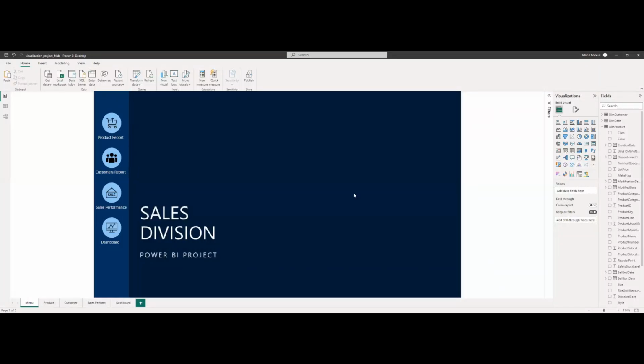This is my Power BI, and I think it's good to see it in Power BI service, so I already pushed it to Power BI service. There are four main things: product report, customer report, sales performance, and dashboard. Okay, let's see it in Power BI service.